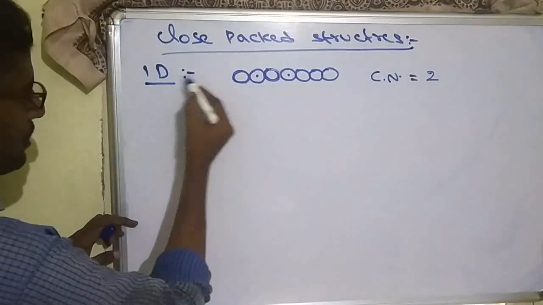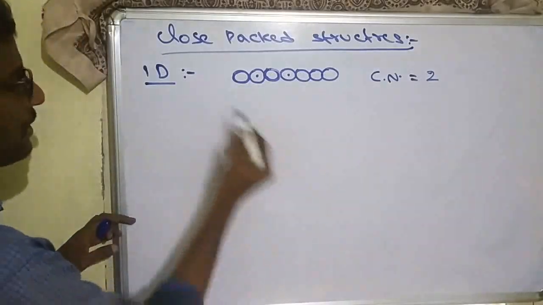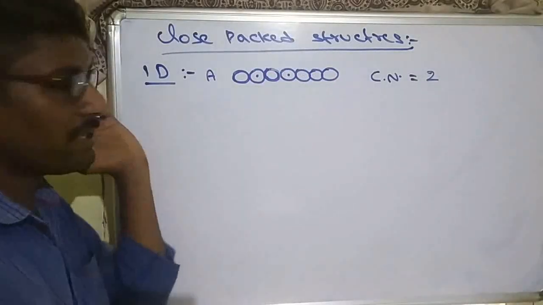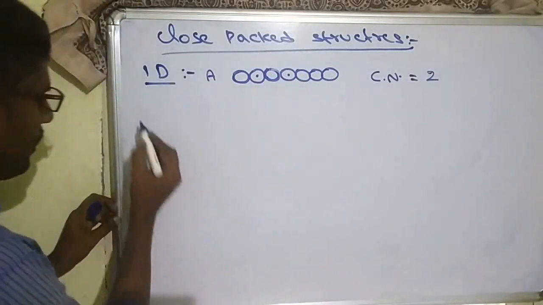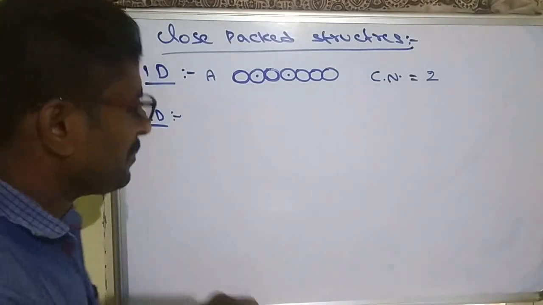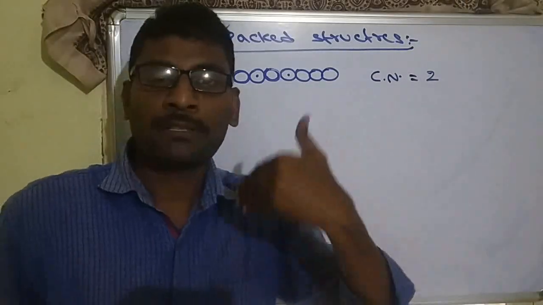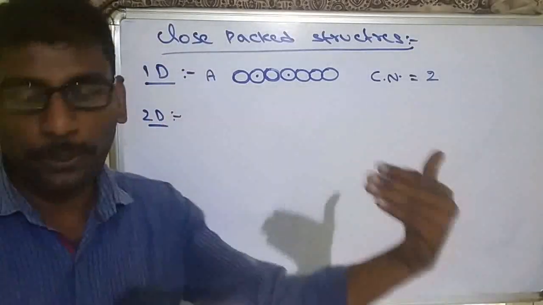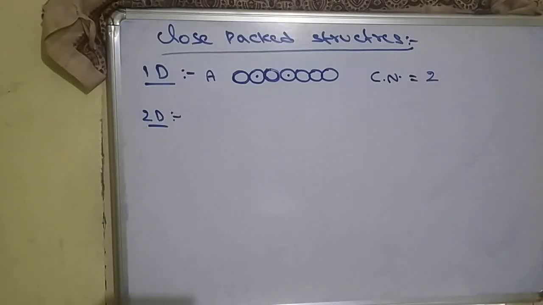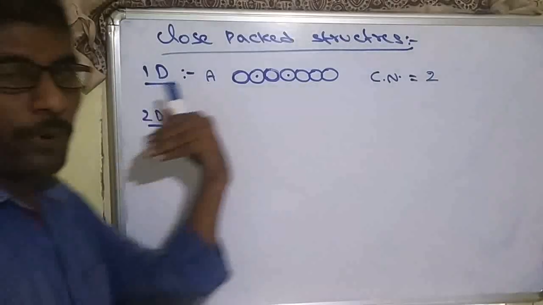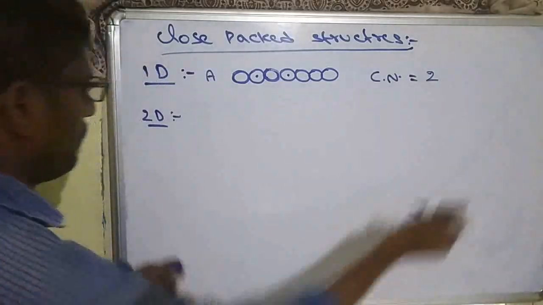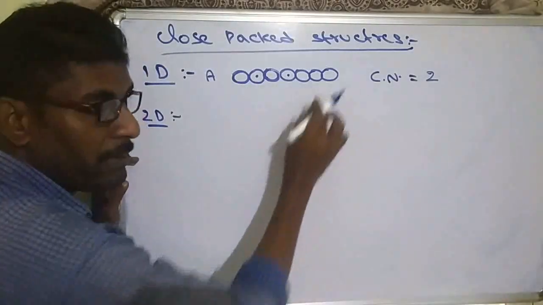Now see this one-dimensional structure. I am representing it with the letter A. This total structure is named A. Now, what is a two-dimensional structure? The combination of one-dimensional structures will lead to two-dimensional structures. So this is a one-dimensional structure.